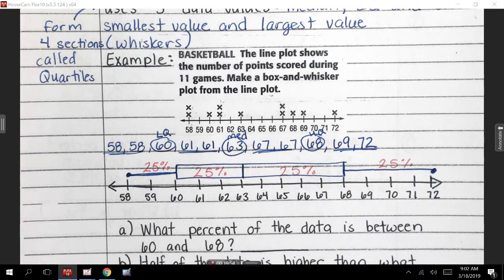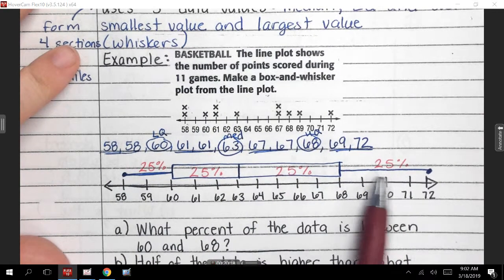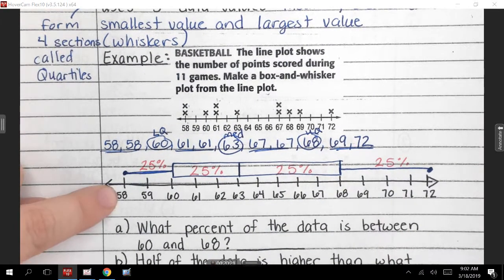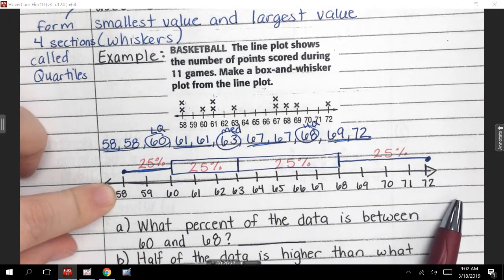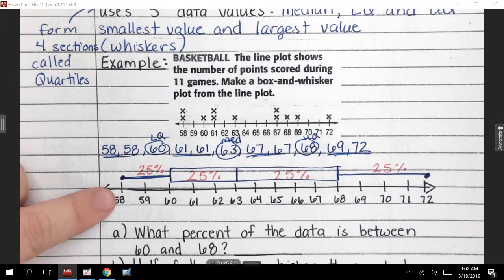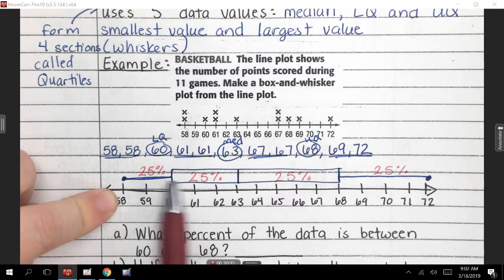Okay. How much of the data is going to be between 68 and 72? 50%. 68 and 72, not 50%, 68 and 72. Between 68 and 72. Daniela? How much of the data is going to be between 68 and 72? Zach? 25%. How much of the data is between 58 and 72? Tanner? 100. That's all of the data. How much of the data is between 58 and 63? Alexandra? 50%, because it's those two pieces.